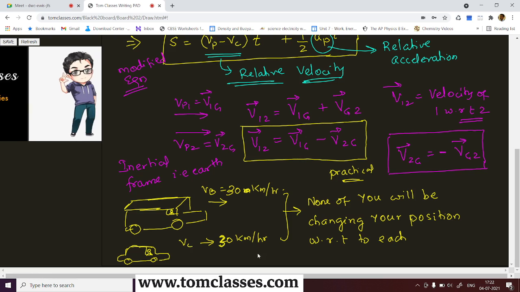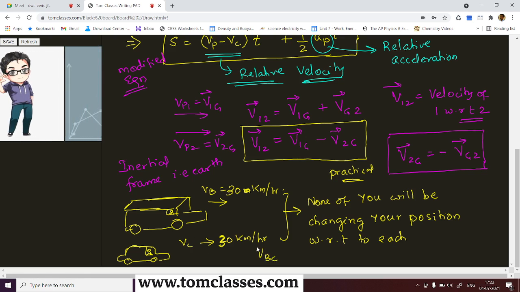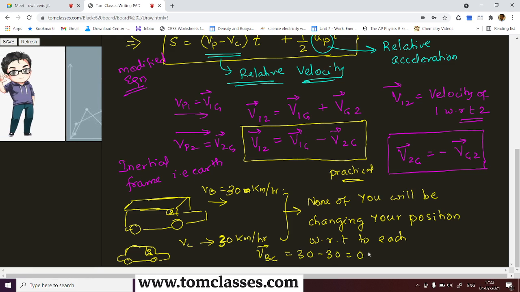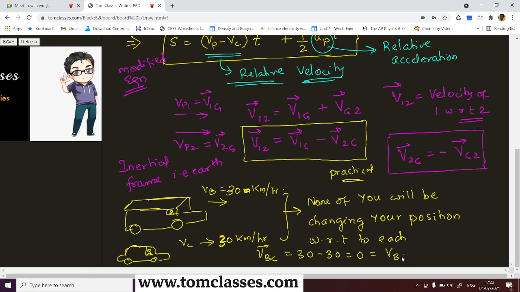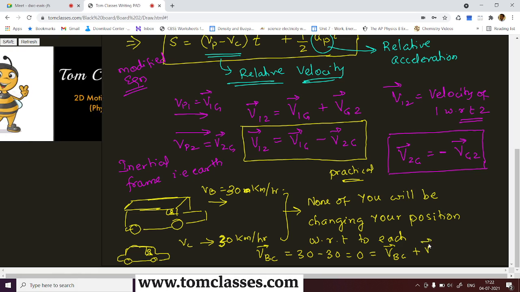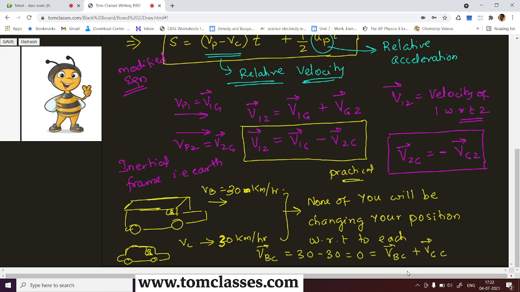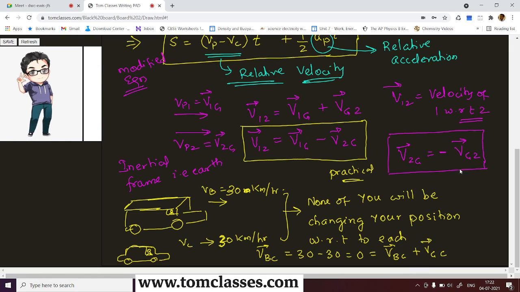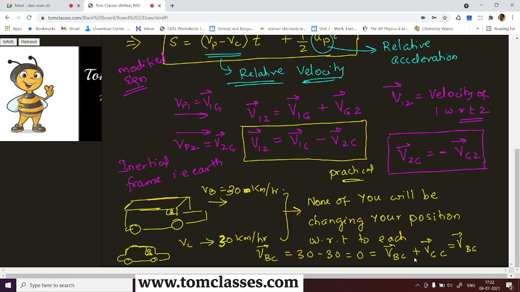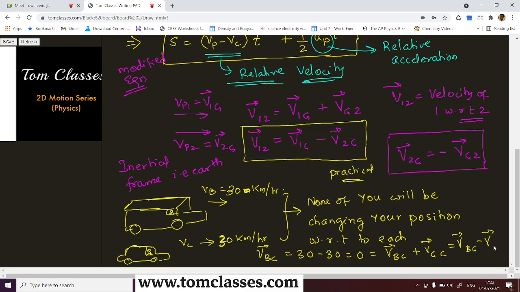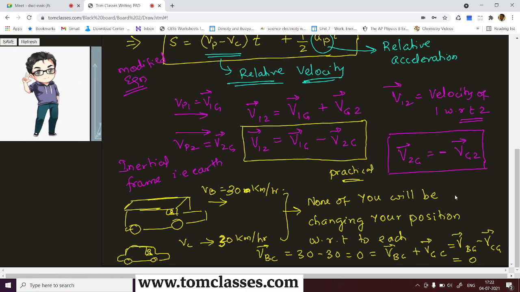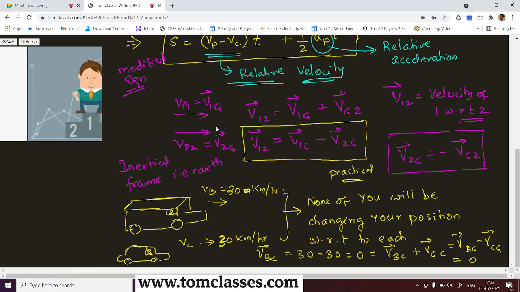Okay, so here velocity of bus with respect to car, what will it be? It is going to be 30 minus 30, that is 0, right? So how is it? It is velocity of bus with respect to ground, and then plus velocity of ground with respect to car. If I apply this, it will become velocity of bus with respect to ground minus velocity of car with respect to ground, right? So that will come out to be 0 here. Got it? Is this concept okay?